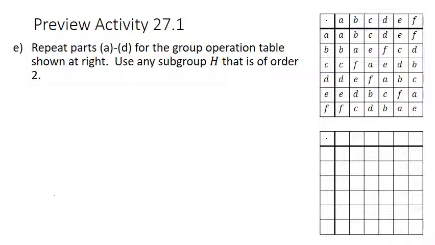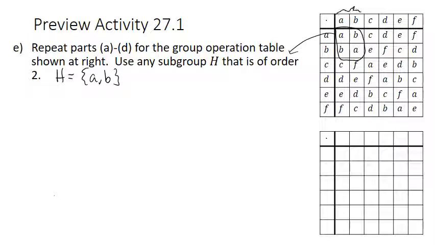So first we need to find a subgroup H that is of order 2. And I think I'm just going to use A and B for H because I think A and B is a subgroup. First of all, you can see pretty easily that A is the identity. And then you can also see that B times B equals A. So that will be a subgroup right there. It contains inverses, it's closed, it's got the identity, and it's associative.